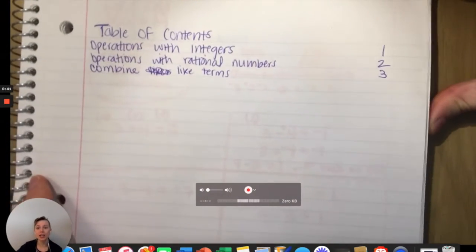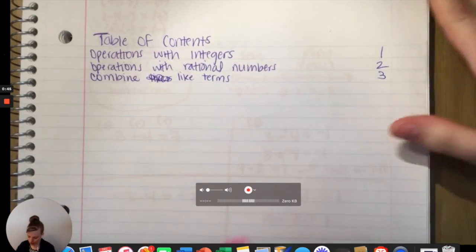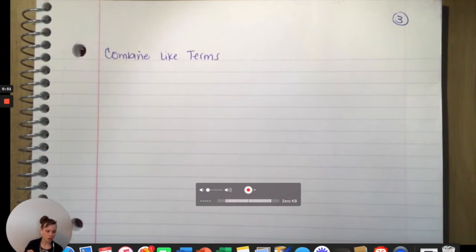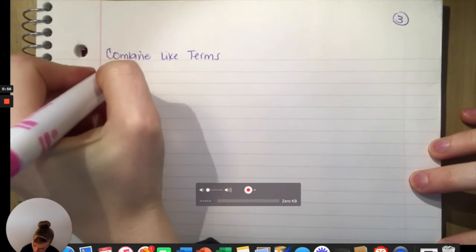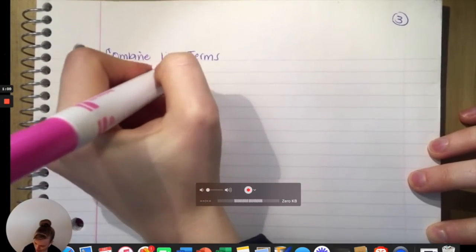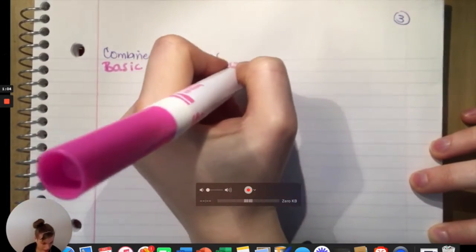So, today we're combining like terms, so please make sure this is headed up in your notes. We are on page 3, combining like terms. All right, so we're going to start with some basic. Okay, so basic 3x plus 4x minus 17x.